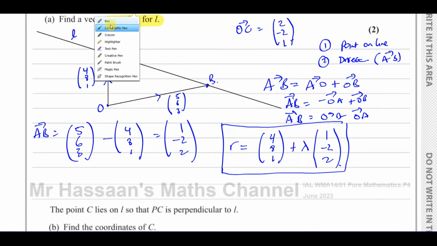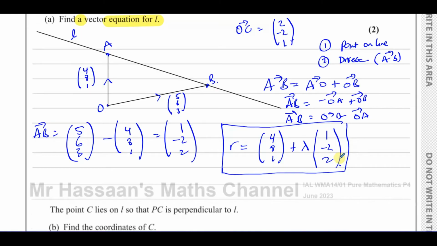As you notice, they'll say a vector equation because there's a few alternatives, as I mentioned. I don't have to use (4, 8, 1), I could use (5, 6, 3) because that's another point on the line. I don't have to use the direction going one way, I could use it going the other way. So I could use this as (-1, 2, -2), or I could use (2, -4, 4), some multiple of this. But normally you don't do that. But that's how you can write the equation of the line.